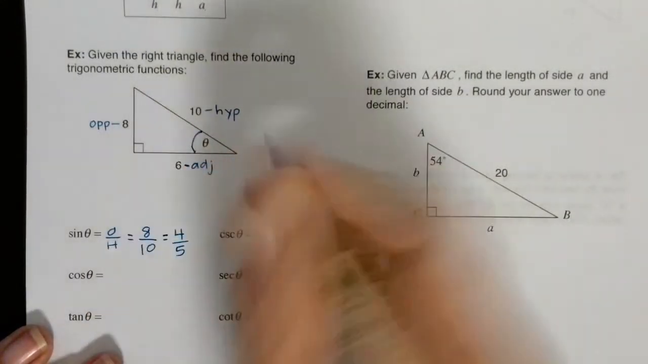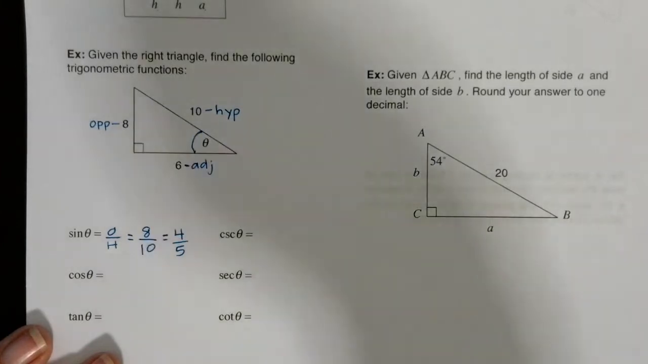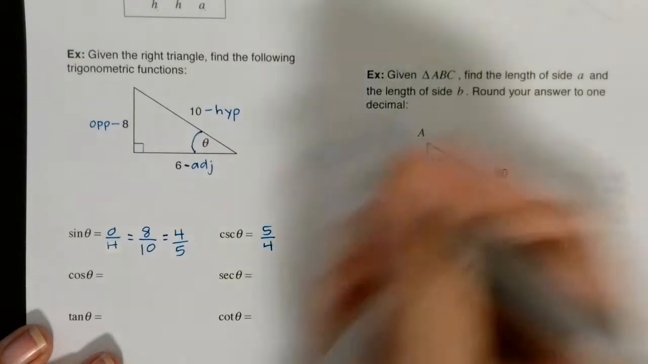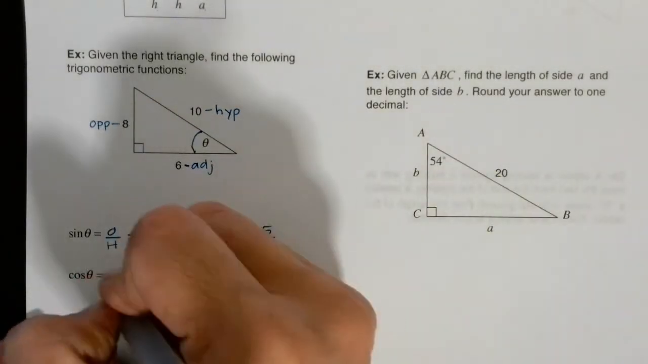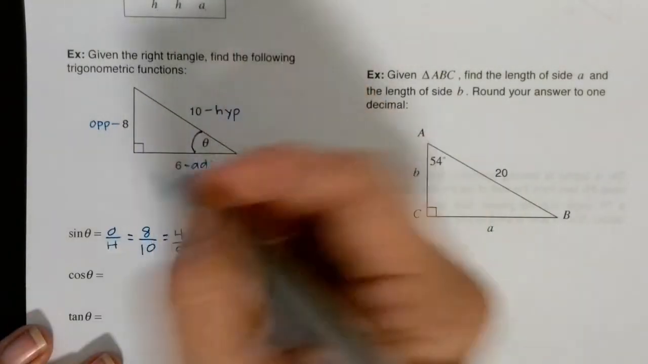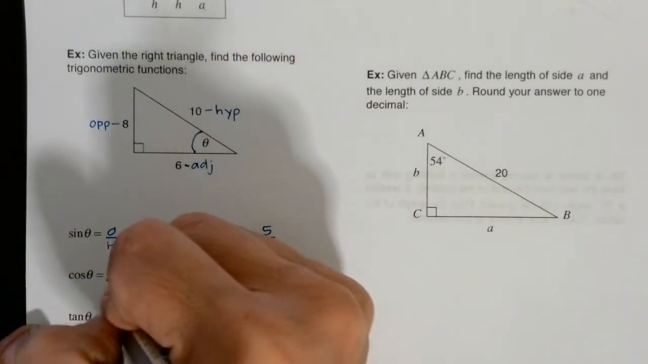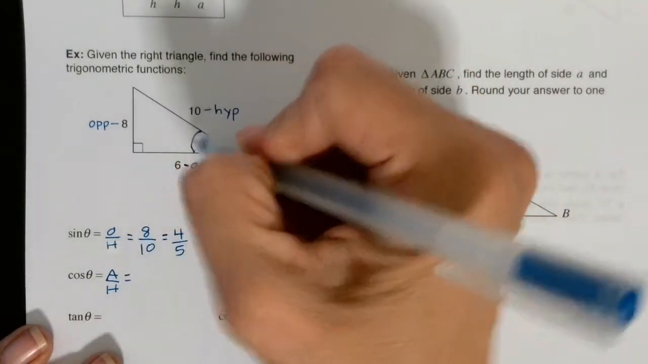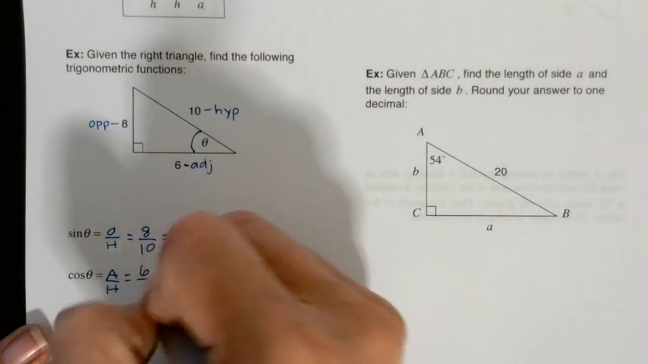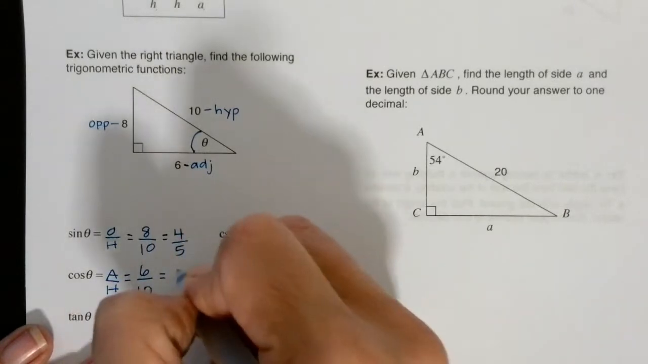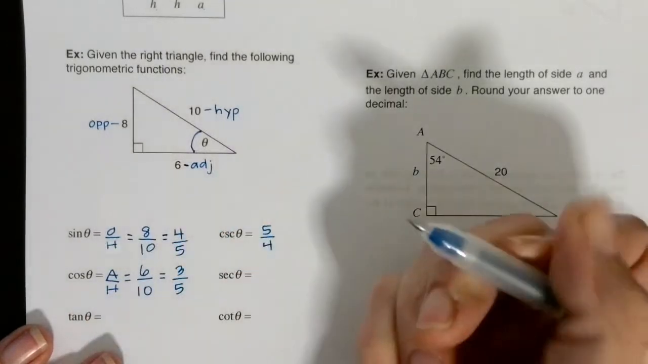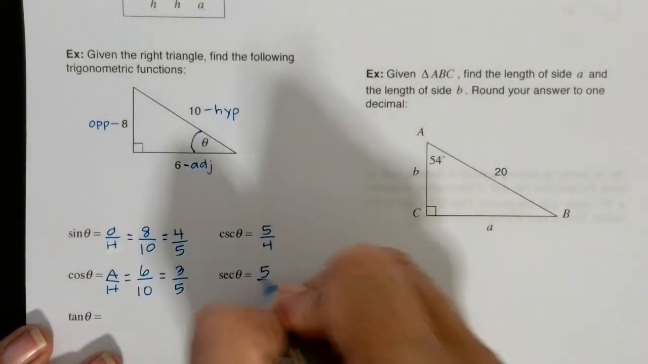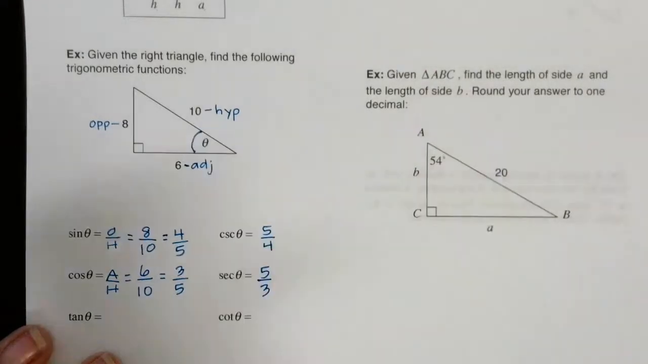Now it's really easy to go ahead and do the reciprocal right away because you just flip it. So that's 5 over 4. Next one is cosine of theta. Cosine, Chief SOHCAHTOA is telling us SOHCAH. So that's that right there, and then adjacent to theta is 6, and the hypotenuse is 10, and when we reduce that, we get 3 over 5. Sweet. So then the reciprocal, cosine and secant are reciprocals, that's 5 over 3.